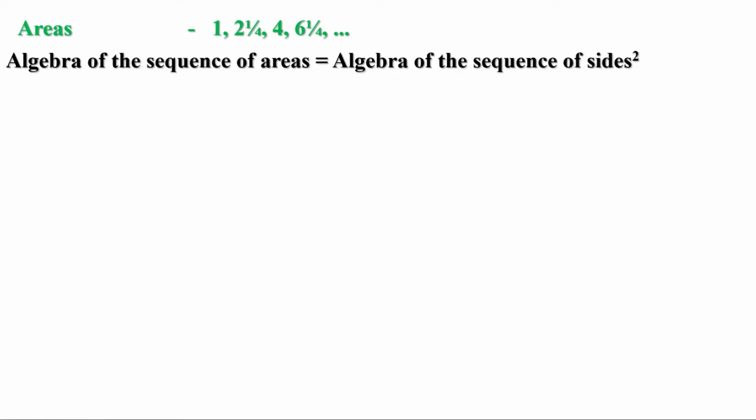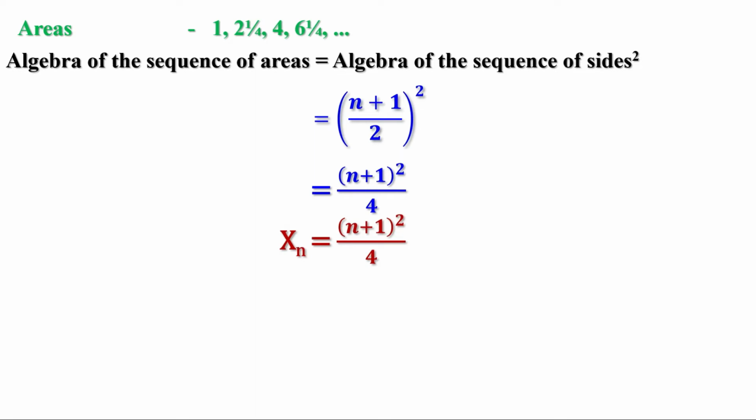or 8. Now let us take the sequence of areas, that is 1, 2 1 by 4, 4, 6 1 by 4, etc. Again, the area is the square of the side. So the algebra of the sequence of areas equals the algebra of the sequence of sides squared. That is ((n plus 1) by 2) whole square. We have seen that the algebra of the sequence of sides is (n plus 1) by 2. Now squaring, we get (n plus 1) whole square by 4. So xn equal to (n plus 1) whole square by 4 is the algebra of this sequence.